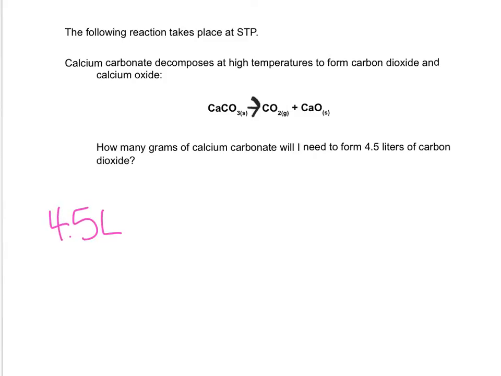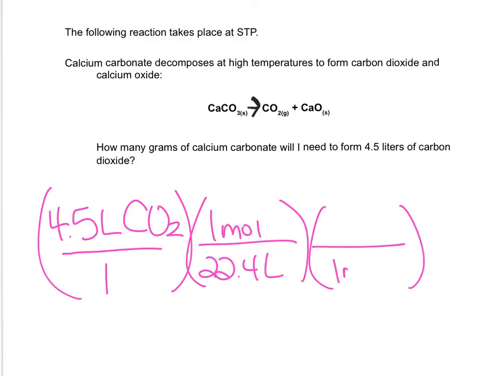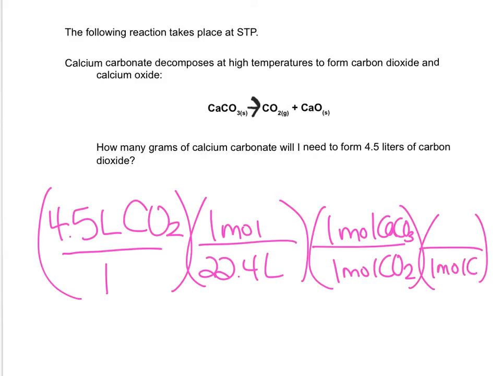So I have 4.5 liters of carbon dioxide. Wait, no, isn't it liters B? That's liters, it doesn't matter. Liters A. I know that it's 22.4 liters in 1 mole of CO2. I know that for every 1 mole of CO2, I have 1 mole of calcium carbonate. And now I need to get it in grams. Well, then I know that 1 mole of CaCO3 has a mass of, what's the mass of CaCO3?